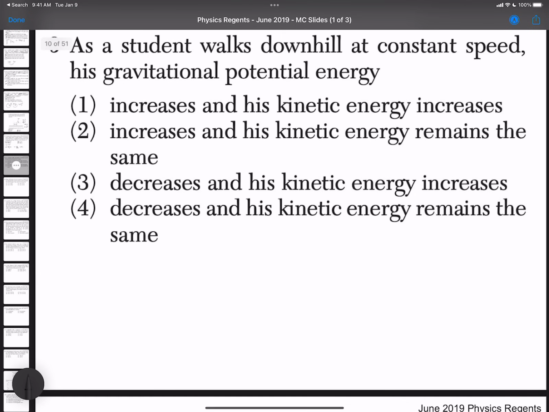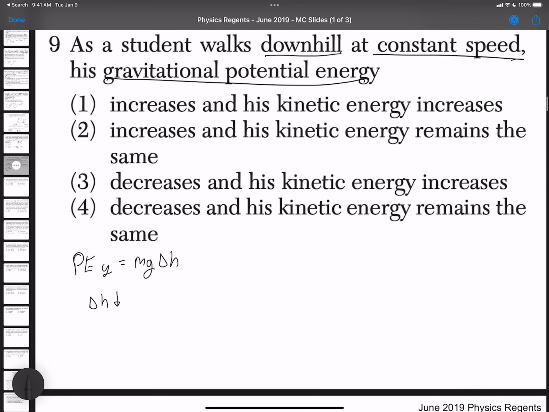All right, question 9. As a student walks downhill at constant speed, his gravitational potential energy, and then we're kind of like completing the sentence here. So first off, let's talk about the gravitational potential energy. Remember, that is equal to your mass times the acceleration due to gravity times your change in height. So if you're walking downhill, your change in height is decreasing, which means your gravitational potential energy is also decreasing, which means I can eliminate answer choice 1 and answer choice 2.